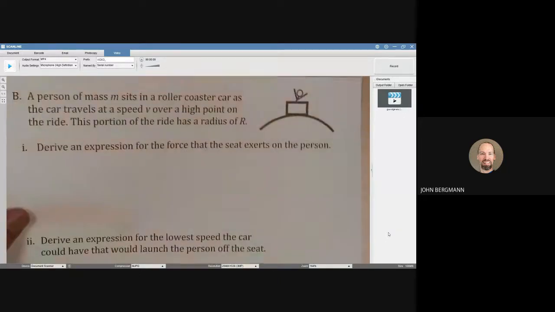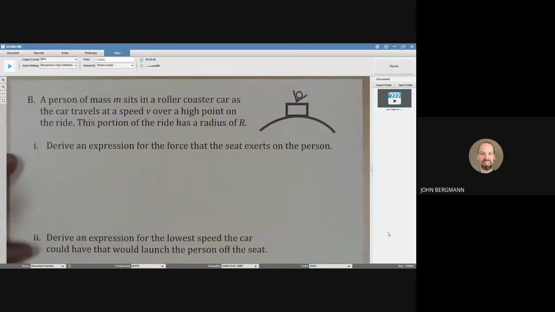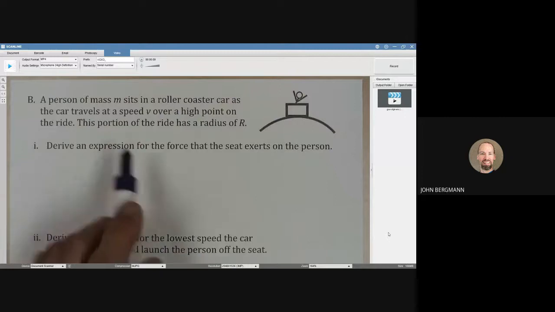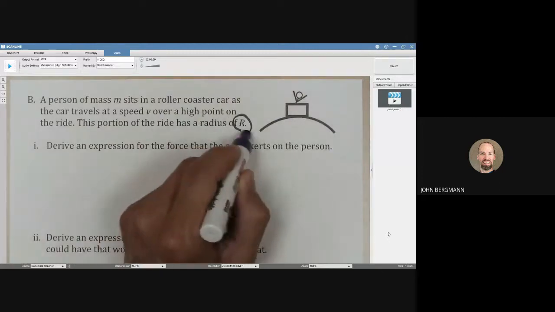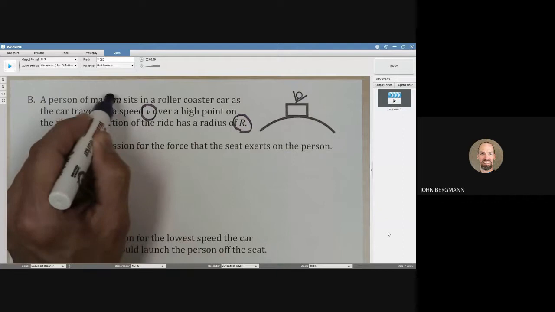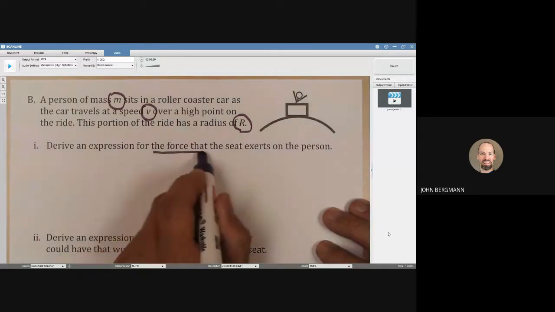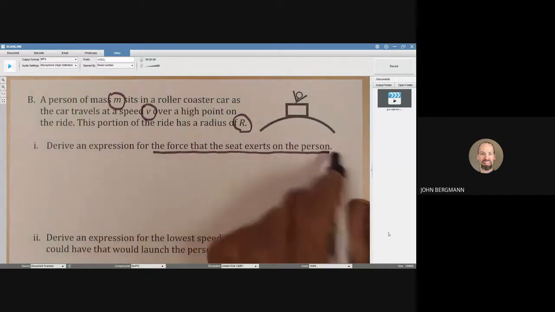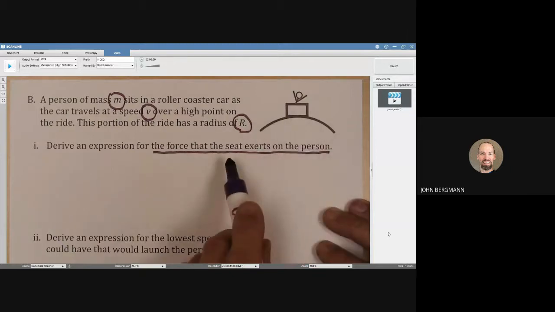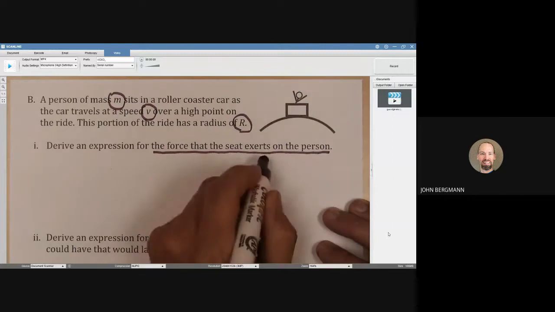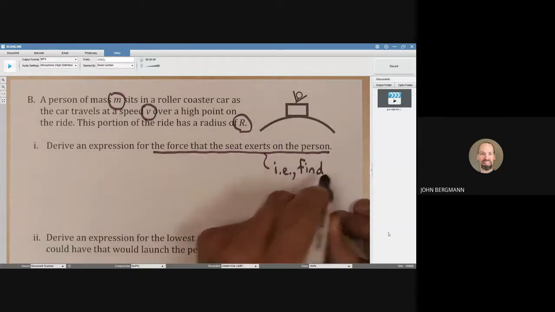So let's try a problem here. We have a person on a roller coaster, going over a high point on the ride, and this portion of the ride has a radius of r. We're traveling this fast, and the person has a mass of m, and we want to derive an expression for the force that the seat exerts on the person. In which direction is the seat exerting a force on the person? Upward. We need to find the normal force.